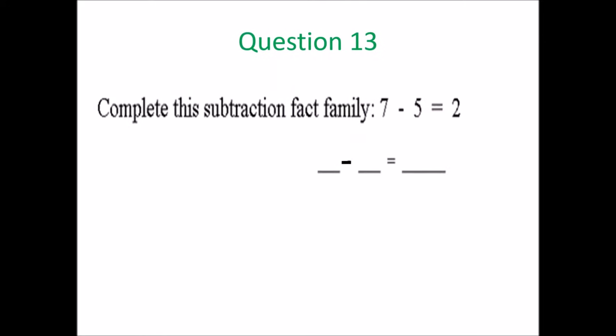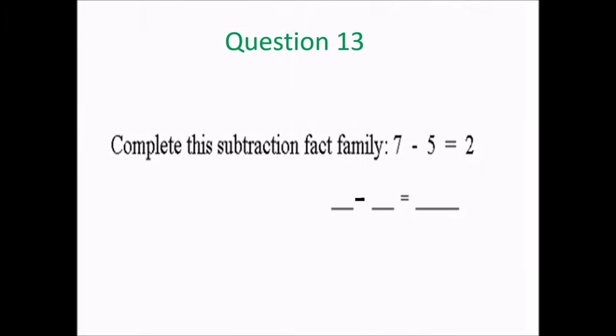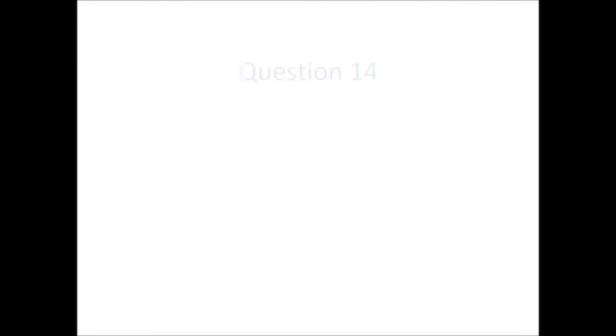Number 13. Complete this subtraction fact family. 7 take away 5 equals 2. So write another equation for that subtraction fact family. Remember, you have to use the same numbers because the numbers are family. 7 take away 5 is equal to 2. Number 14.